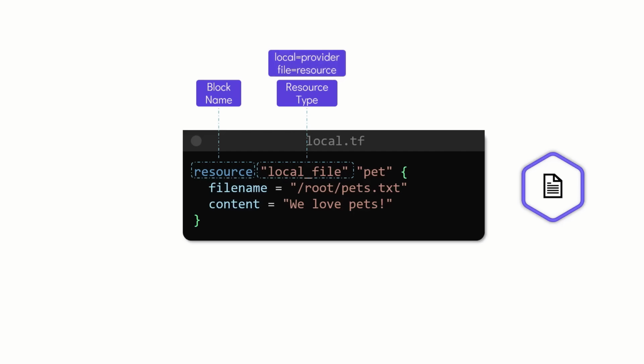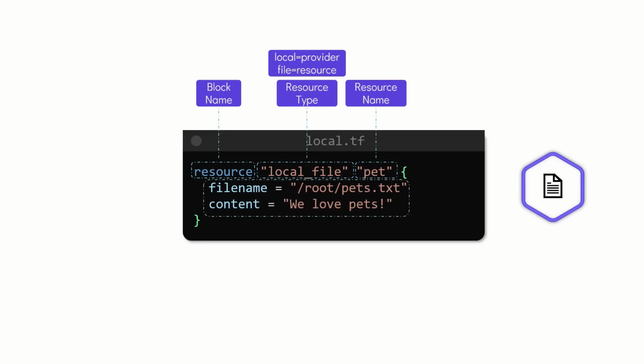A resource type provides two bits of information. First is the provider, which is represented by the word before the underscore in the resource type. Here, we are making use of the local provider. The word following the underscore, which is file in this case, represents the type of resource. The next and final declaration in this resource block is the resource name. This is the logical name used to identify the resource, and it can be named anything. But in this case, we have called it pet, as the file we are creating contains information about pets.